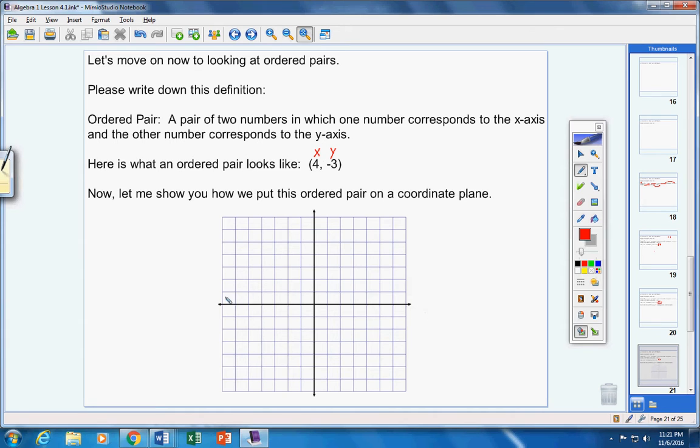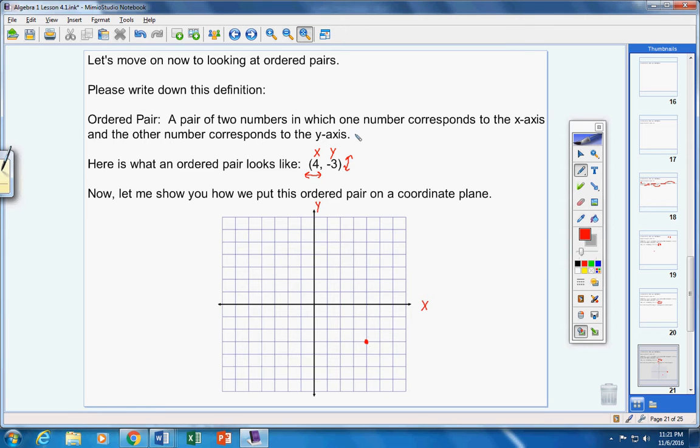Now your x-axis is your horizontal axis. So your x number tells you which way to go, right and left. The y value is your vertical axis. So this number here tells you which way to go, up and down. Okay? So we're going to go positive 4. So we're going to go over 4. 1, 2, 3, 4. And then it says negative 3. So we go over 4. 1, 2, 3, 4. And then down 3. 1, 2, 3.